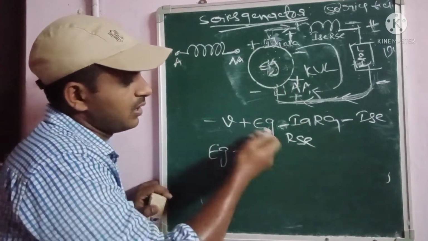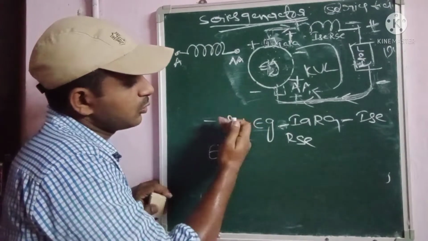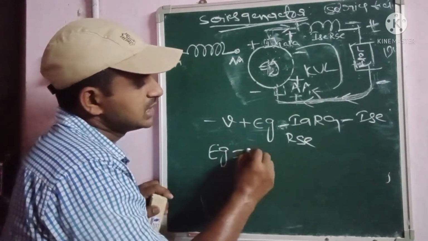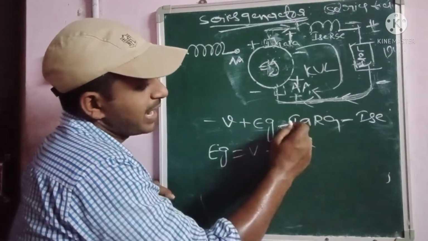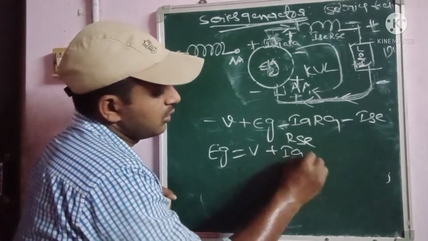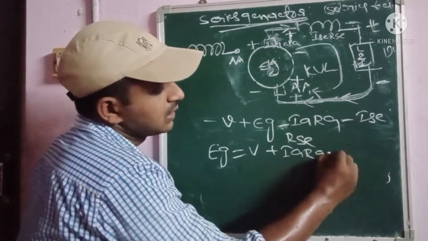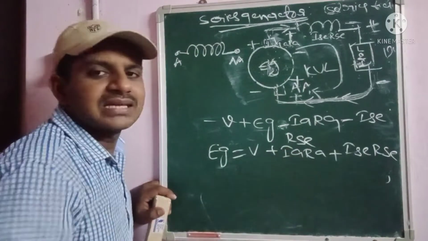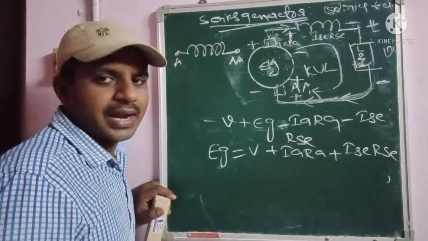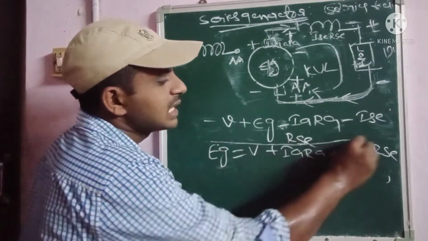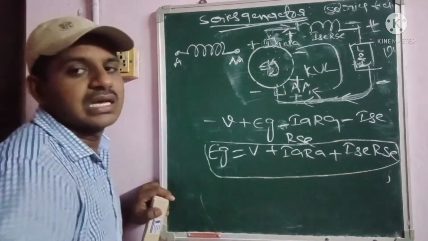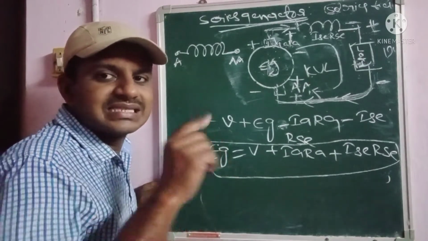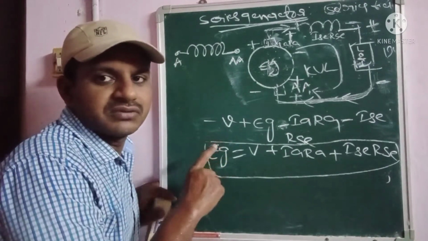Eg is equal to... the total equation we have to shift from the outside. Then we can get Eg is equal to V plus Ia into Ra plus Isc into Rsc. So this is the generated EMF equation for the DC series generator. Very, very important equation for the DC series generator.